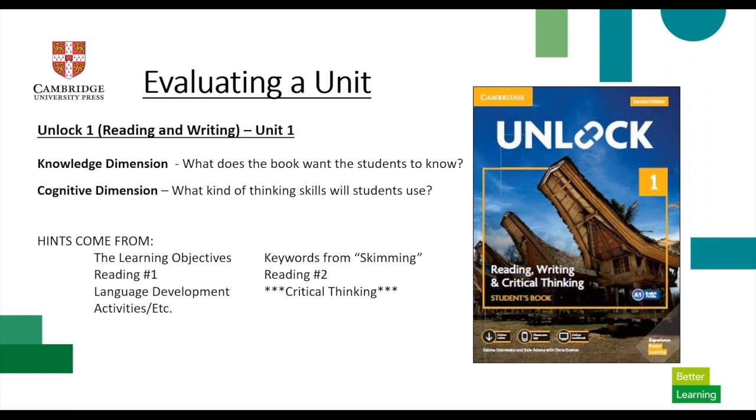Again, this is from the Unlock series because at Tokai University, the reading and writing courses for first and second year are using the Unlock books. We're going to be looking at the knowledge dimension and the cognitive dimension. What does the book want the students to know? What kind of thinking skills will the student use? So we get hints from the different parts of a unit. For example, the learning objectives, skimming keywords from Reading 1 and Reading 2. The language development section. Of course, the critical thinking section is going to give you a good idea of what kind of skills they want the student to use. And the activities, you can see what kind of information they're using. So let's just dive into the unit and see what we find.